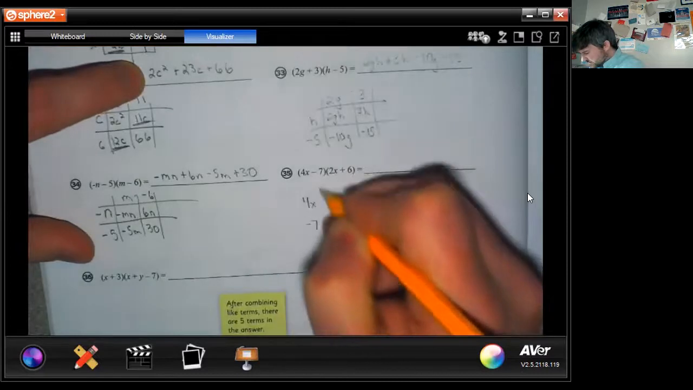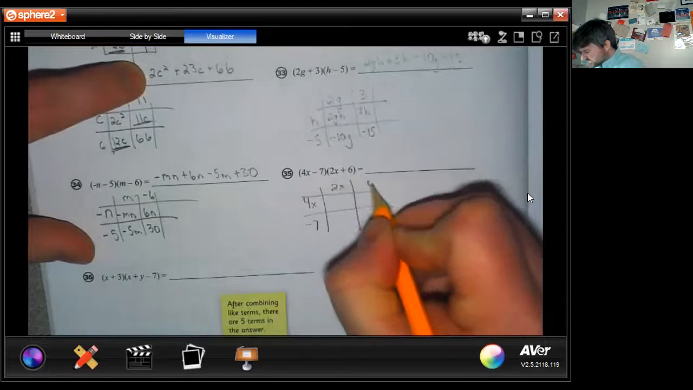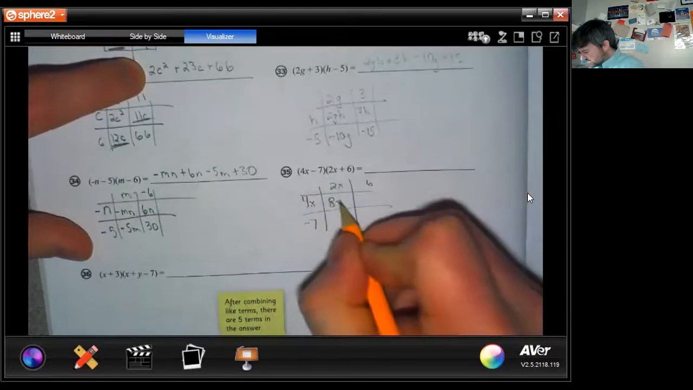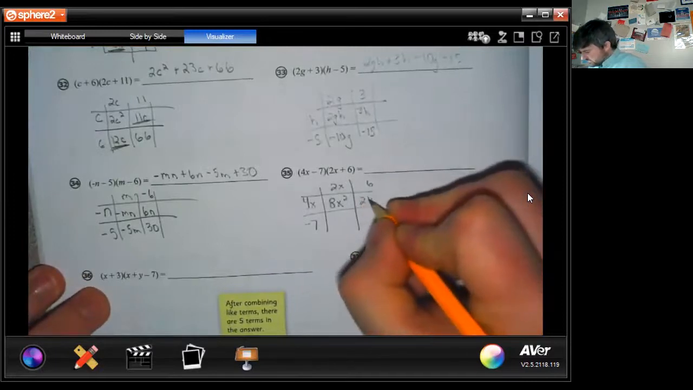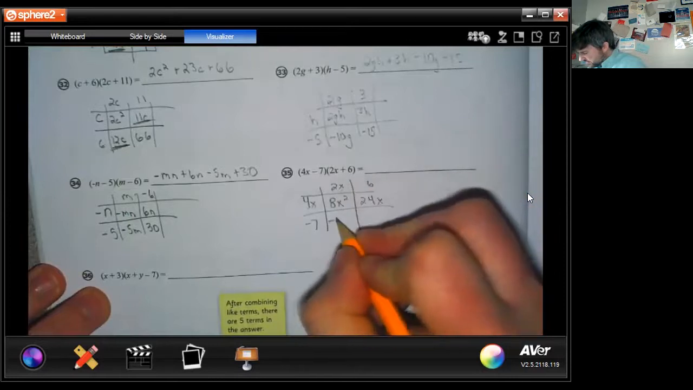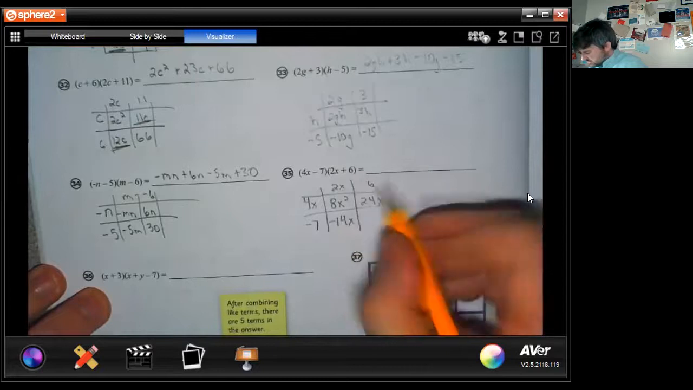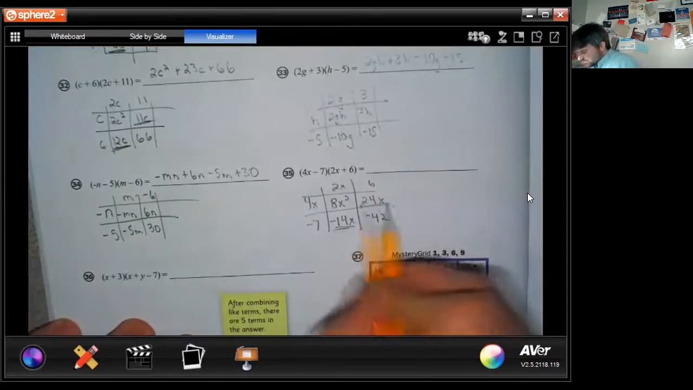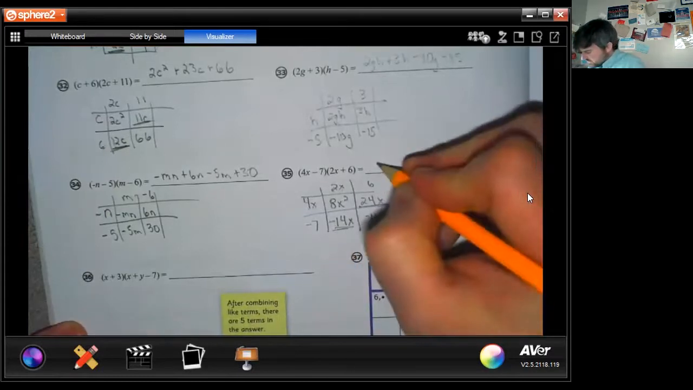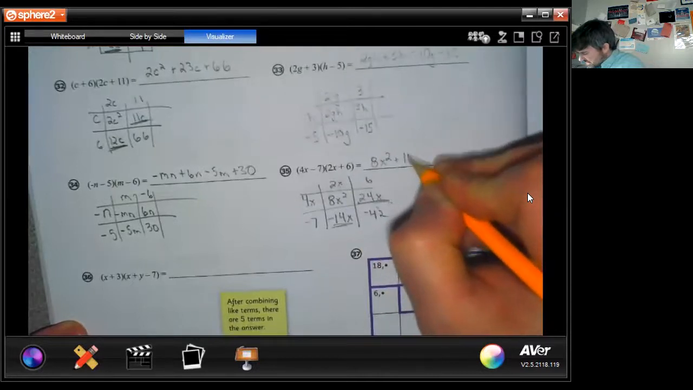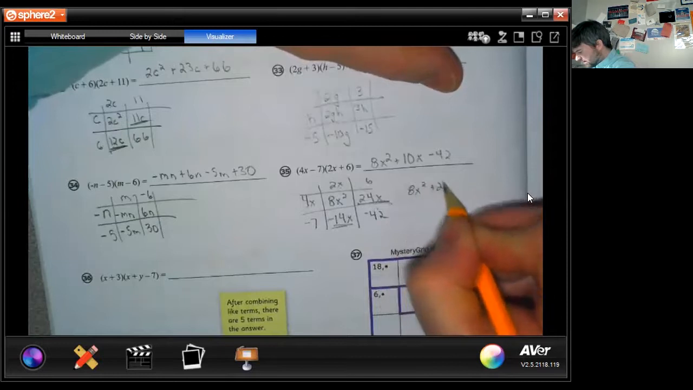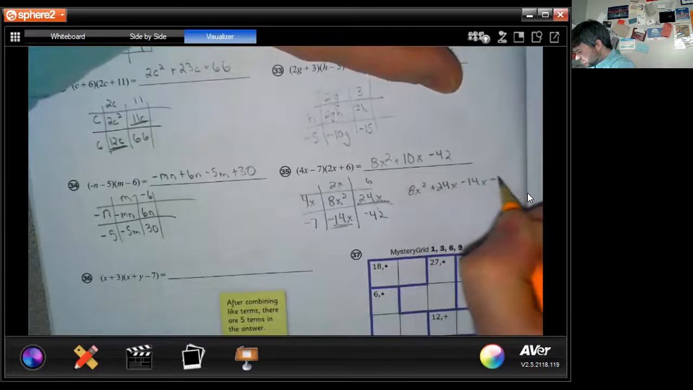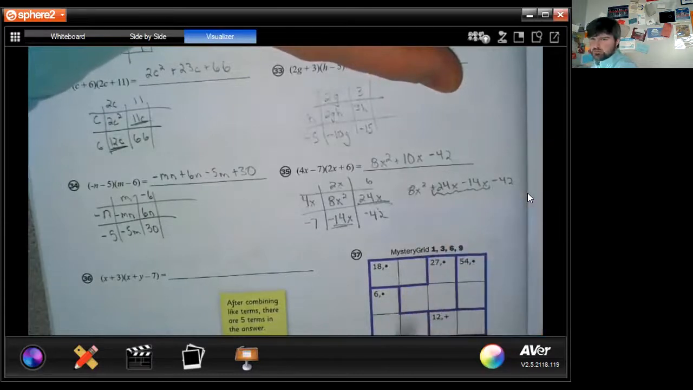4x minus 7. 2x and 6. So 4x times 2x is 8x squared. 4x times 6 would be 24x. 2x times negative 7 would be negative 14x. And negative 7 times 6 would be negative 42. I do have like terms here. So 24 minus 14 is 10. So you have 8x squared plus 10x minus 42. If you want, you could write it out. You could say 8x squared plus 24x minus 14x minus 42. And then you can see that, okay, I got to combine those right there, and you can do that to get your 10x.